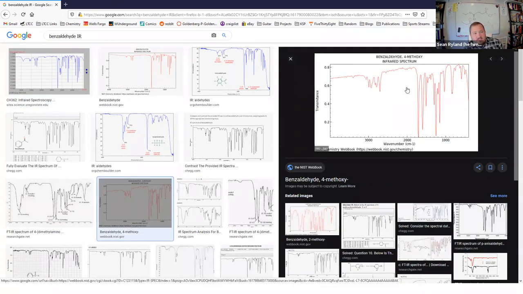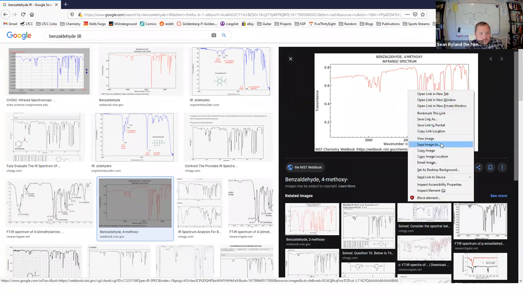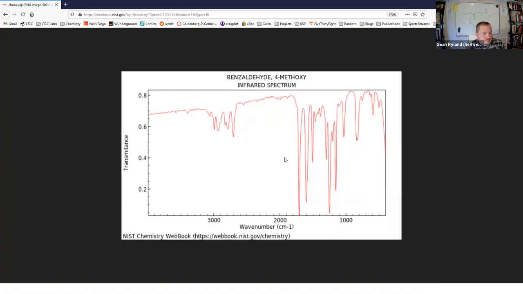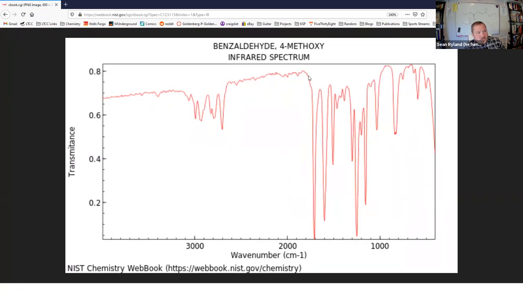Here's 4-methoxybenzaldehyde. In this case, the overtones are there, but they're really weak. It's probably that and there and right here. They're evenly spaced, but they kind of look like noise even. They can be very weak sometimes, especially when you've got a carbonyl right there. It's going to get in the way and overwhelm them.